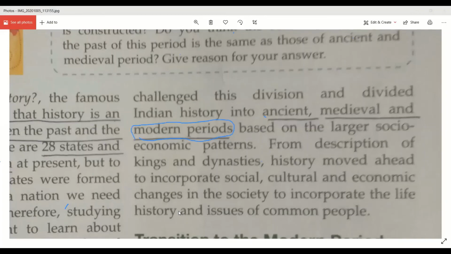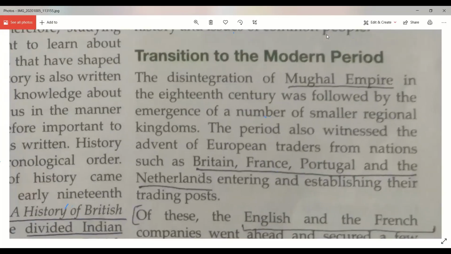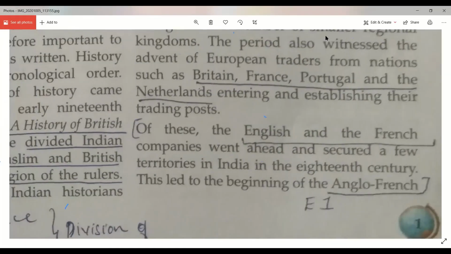And the modern period basically starts after the colonialism of the British in India. Then we spoke about how the modern period began. First, our country was ruled by the Mughal Empire, and slowly it became smaller kingdoms, and then traders from outside, European traders, came to India. After the European traders came, the British and French remained in India when everybody else left, and the British and French had a fight because more and more colonies were being occupied by both of them. That led to Anglo-French rivalry, and due to Anglo-French rivalry that led to war.